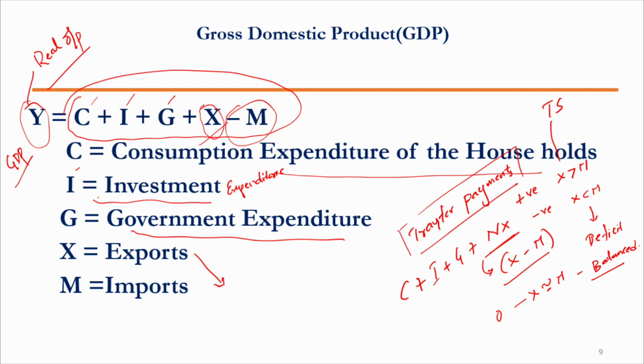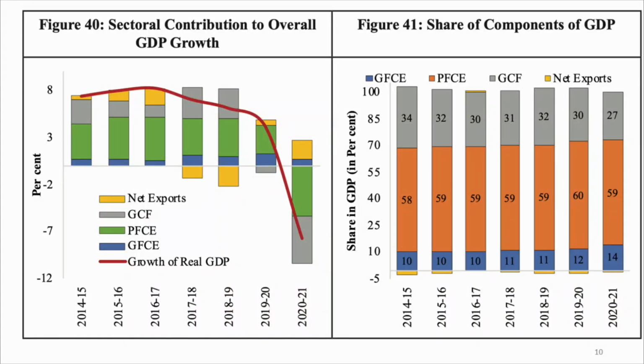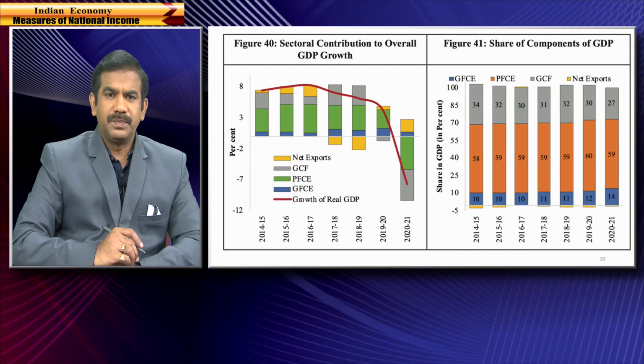Now I would expect you to find out whether India has a trade surplus, a trade deficit, or an exact balance in trade. So this is how we define GDP. Now let's look at the second measure of national income. Before going to it, let me also show you the current economic data of India. This is what I collected from the Economic Survey.